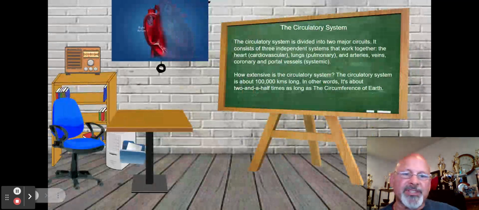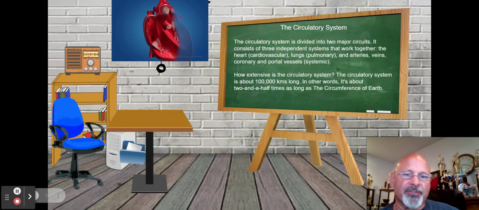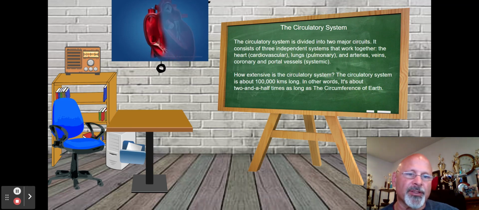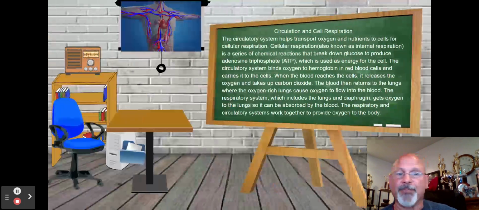The circulatory system is divided into two major circuits. It consists of three independent systems that work together: the heart, cardiovascular; lungs, pulmonary; and arteries, veins, and coronary and portal vessels, systemic. How extensive is the circulatory system? The circulatory system is about 100,000 kilometers long. In other words, it's about 2.5 times the length of the circumference of the Earth. That means it's very, very long.